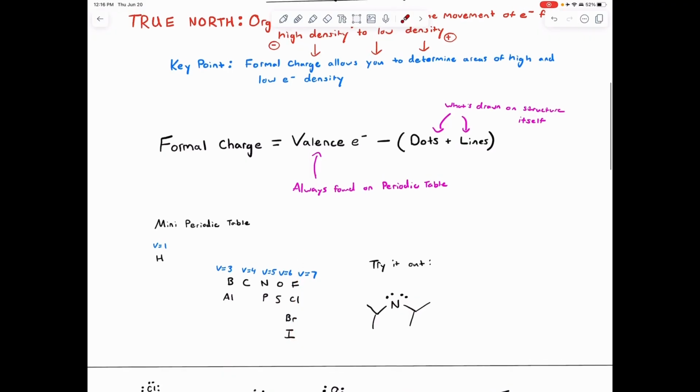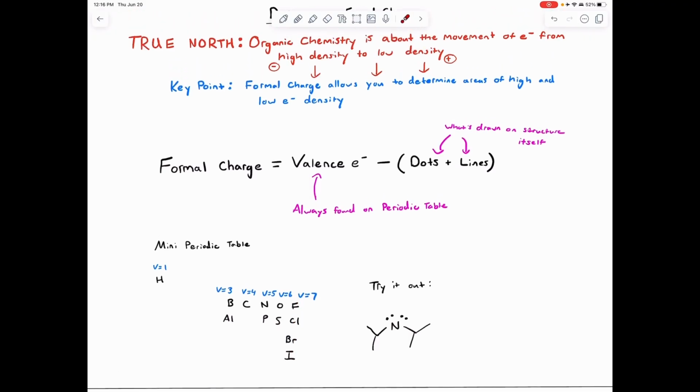So what I'm going to have you do is try it out. What I want you to do is figure out the formal charge for this nitrogen right here. So use the formula, okay? I'm gonna guide you through this one. So formal charge is going to be equal to the valence. So nitrogen has a valence of 5 always, okay? That's from the periodic table.